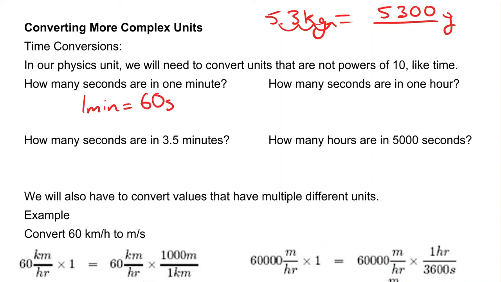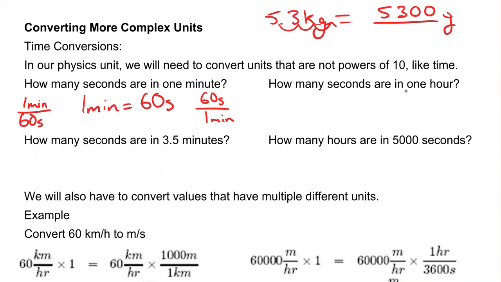Now I can write that in a couple different ways. I can say there's 1 minute in 60 seconds, or I can say there's 60 seconds in 1 minute. So this is 60 seconds per 1 minute. Both of these things make sense. It just depends on which way you want to use it to cancel out a unit.